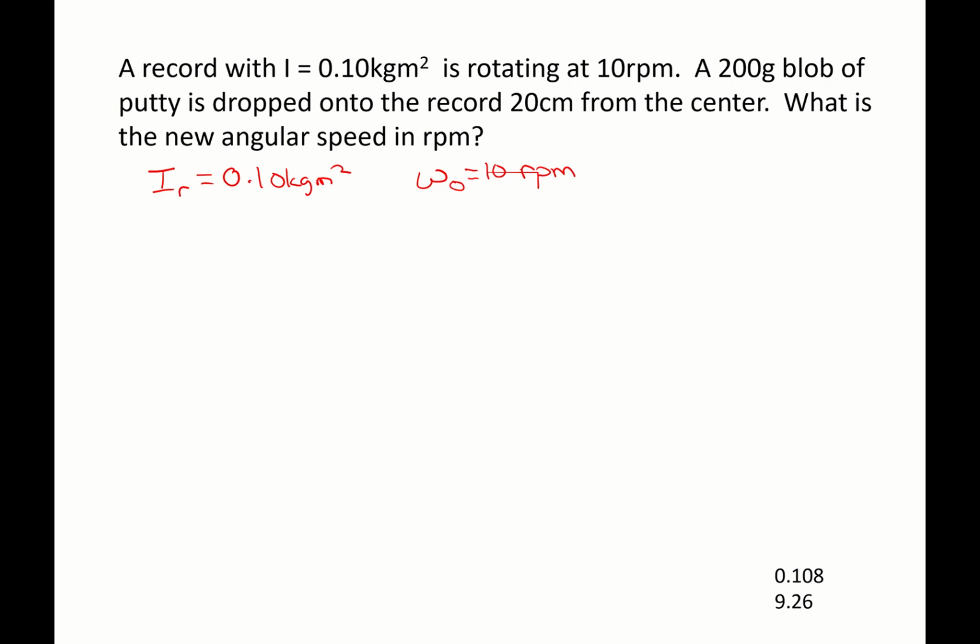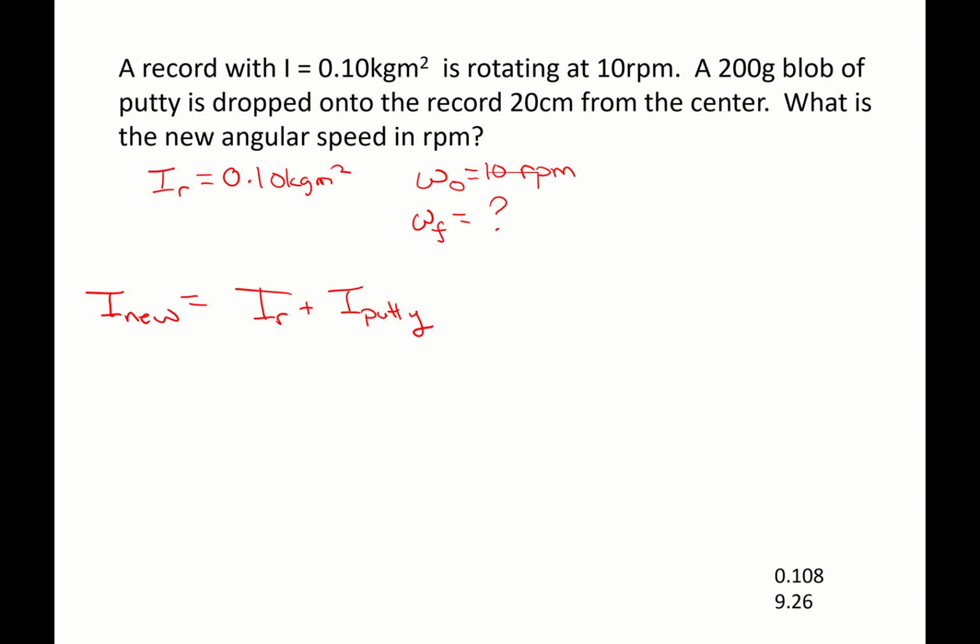All right, then I'm going to take a 200-gram blob of putty. I'm going to drop it onto the record 20 centimeters from the center, and I want to know what's the new angular speed in RPM. So I want to know what's omega final. And so the question is, what did I do that would have changed the moment of inertia? Well, what I did is I put some more mass on the record, and that will increase its moment of inertia. So the new moment of inertia is going to be equal to the moment of inertia for the record, plus the moment of inertia for the putty.